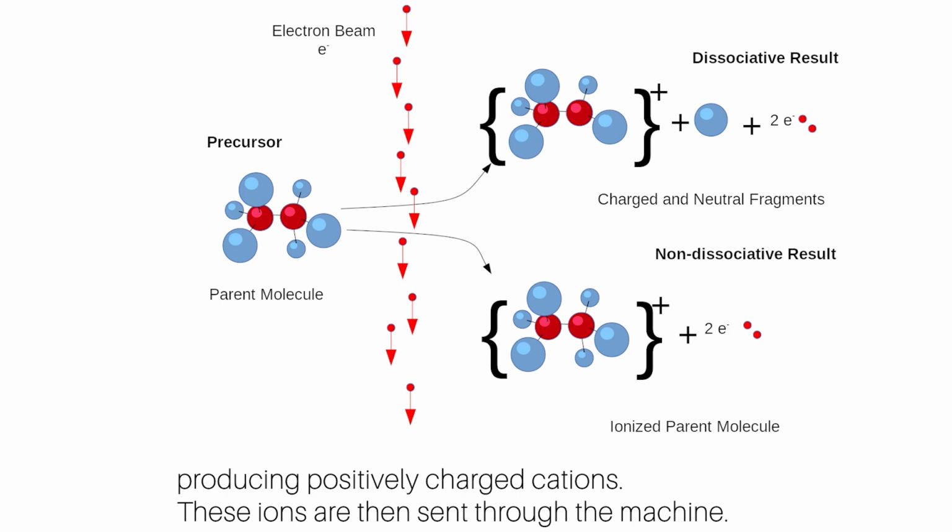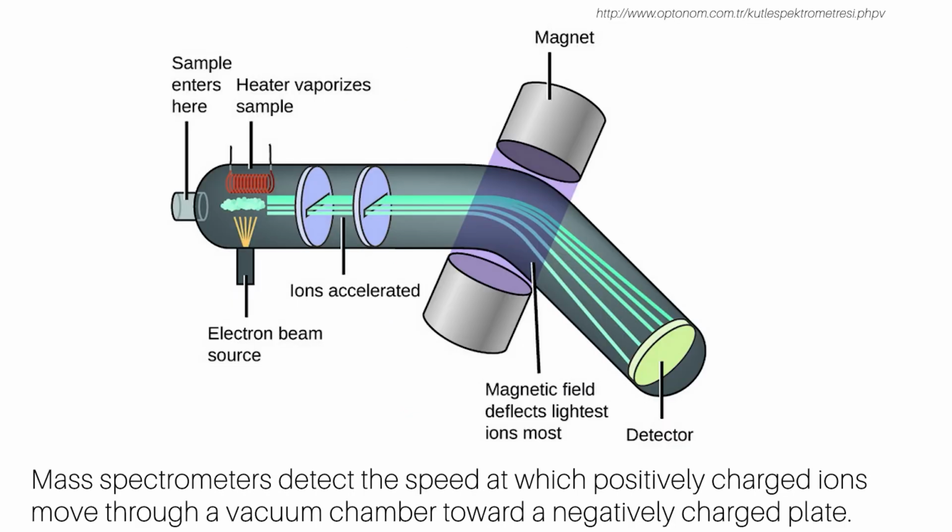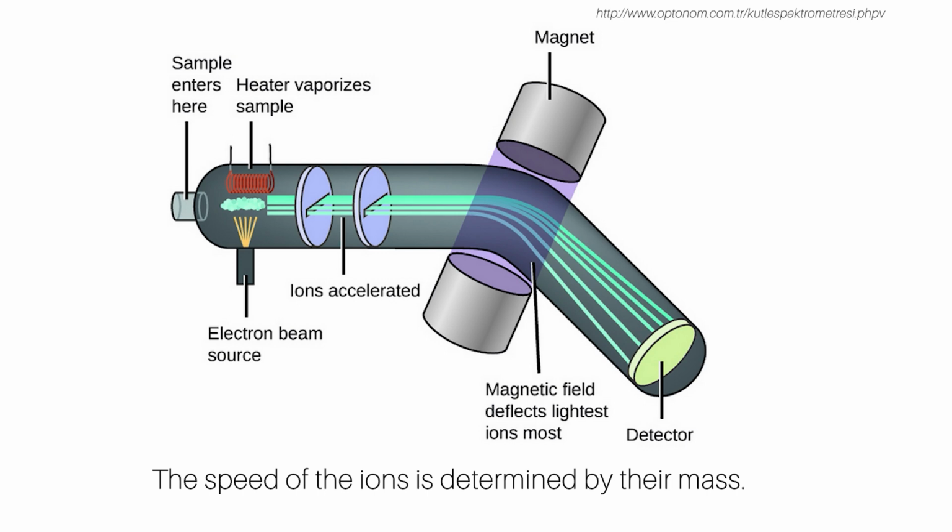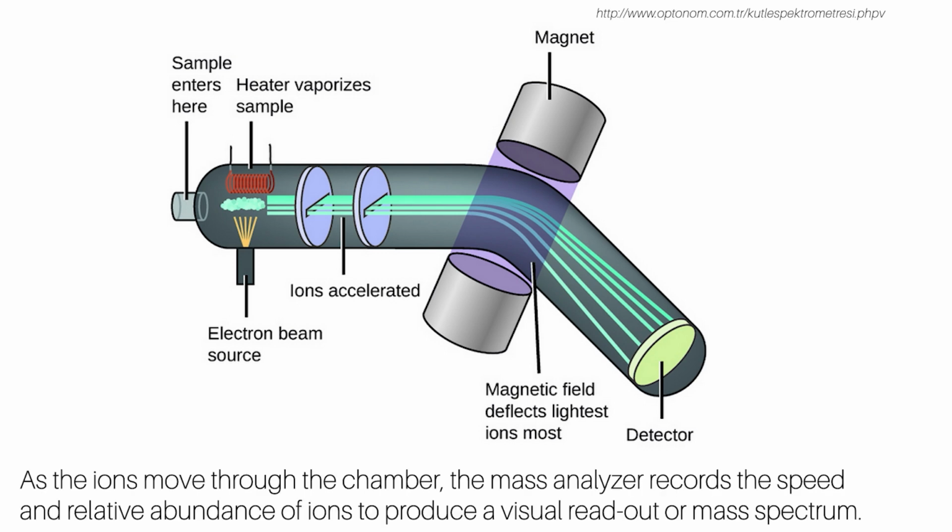These ions are then sent through the machine. Mass spectrometers detect the speed at which positively charged ions move through a vacuum chamber toward a negatively charged plate. The speed of the ions is determined by their mass. As the ions move through the chamber, the mass analyzer records the speed and relative abundance of ions to produce a visual readout, or mass spectrum.